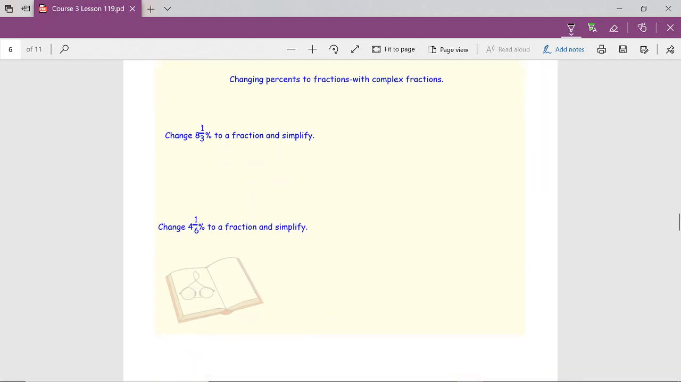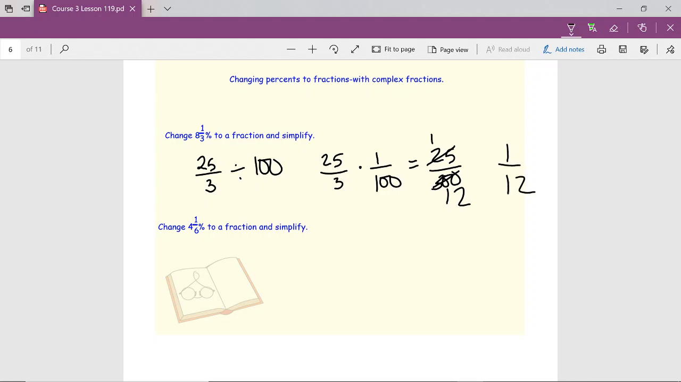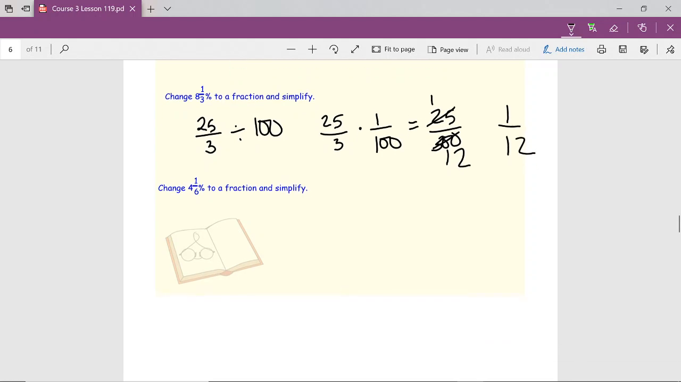All right, how about this next one? 8 and 1/3% to a fraction and simplify. So let's change it to an improper fraction. 8 times 3 plus 1 is 25 over 3. And then we're going to divide by 100. Now, just to go back to another method that we've done, I could just say 25 over 3 times the reciprocal of 100, which is 1 over 100. We get 25 over 300, which we reduce by 25, so we get 1 over 12. So 1/12 is the same as 8 1/3%.